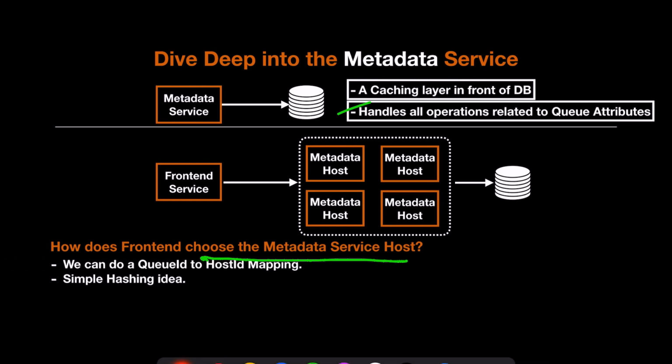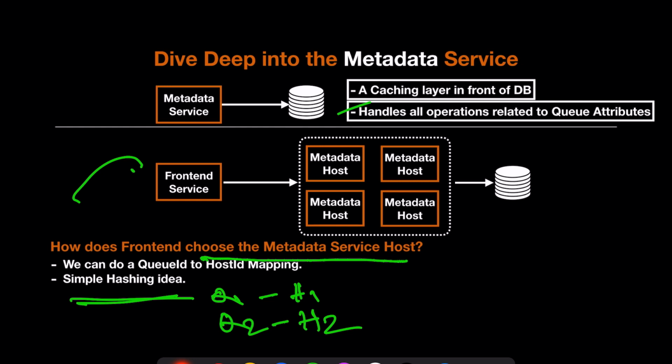We can do a QID to host ID mapping. For example, Q1 will be mapped to host 1 and Q2 will be mapped to host 2. And we can do some simple hashing. Whenever a request comes to the front end, if the QID is Q1, that request will be forwarded to host 1, something like this.